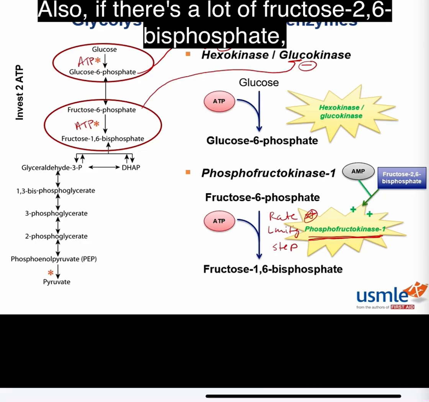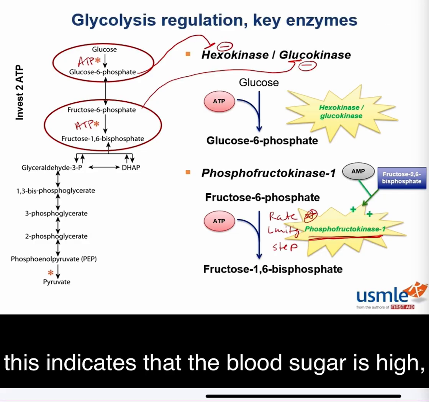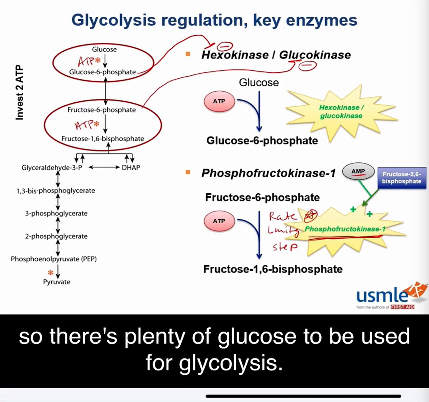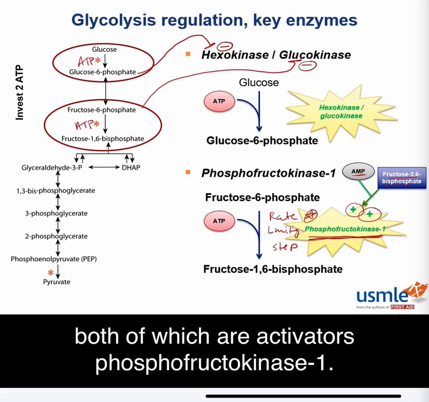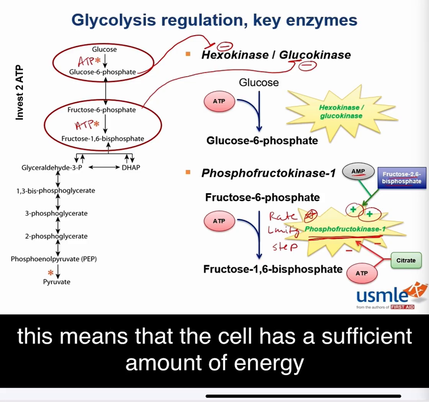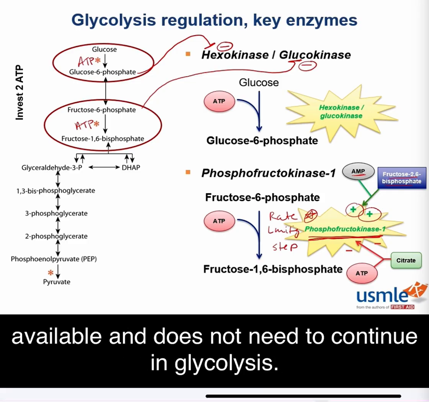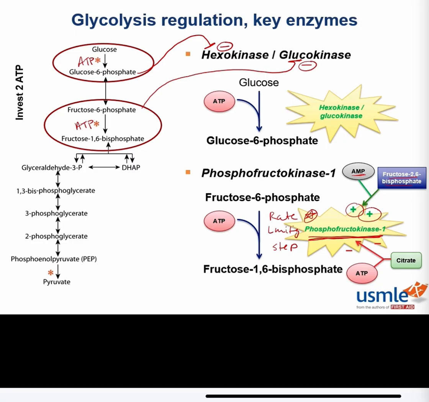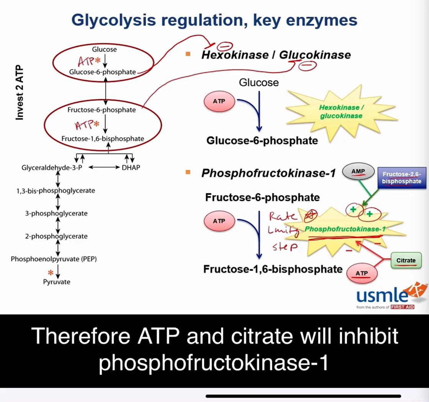Also, if there's a lot of fructose 2,6-bisphosphate, this indicates that the blood sugar is high, so there's plenty of glucose to be used for glycolysis, both of which are activators of phosphofructokinase 1. Now, if a lot of ATP and citrate are present, this means the cell has a sufficient amount of energy available and does not need to continue in glycolysis. Therefore, ATP and citrate will inhibit phosphofructokinase 1.